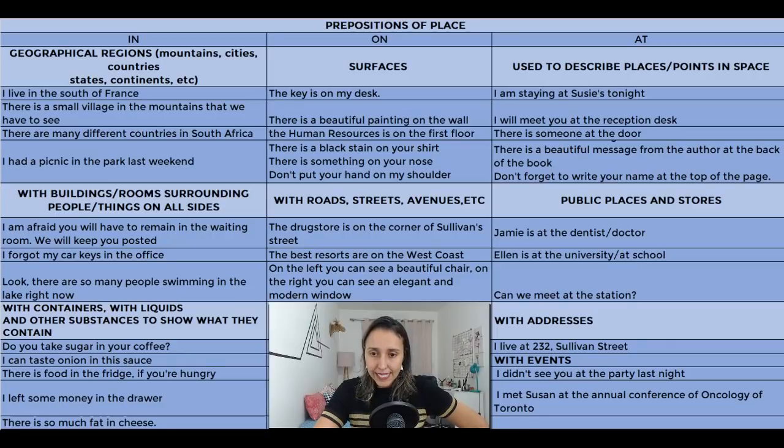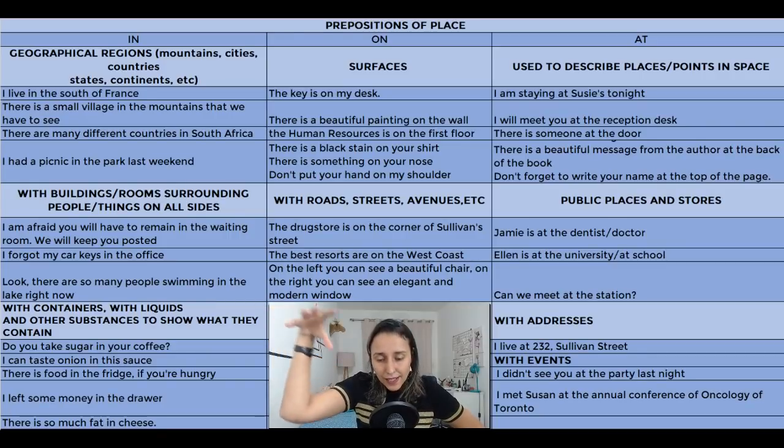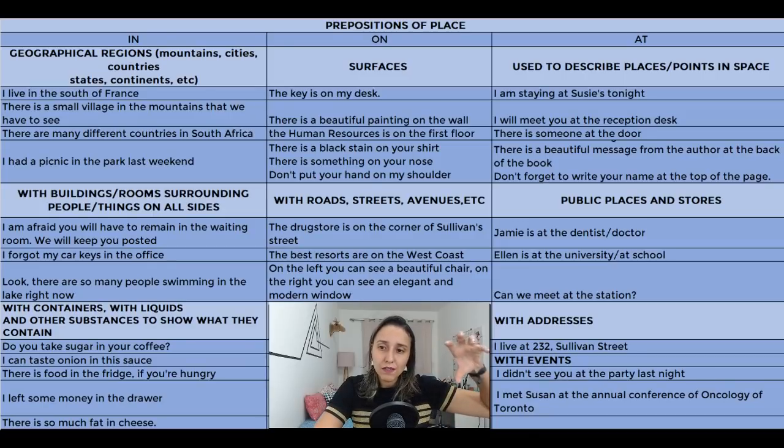And finally, at. You will use at to describe places or points in a specific space. For example, I am giving you a location. I'm describing a place in a specific location. I am staying at my friend's tonight. What am I saying? At my friend's. I am staying in a friend's house, but I'm giving you the location. I'm telling you it's an address. That's the idea when I say at. I'm giving you a specific address.